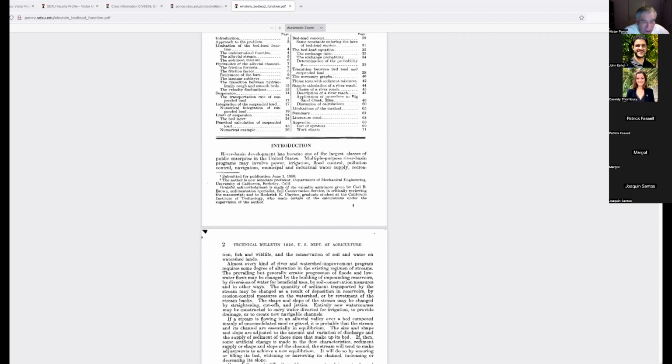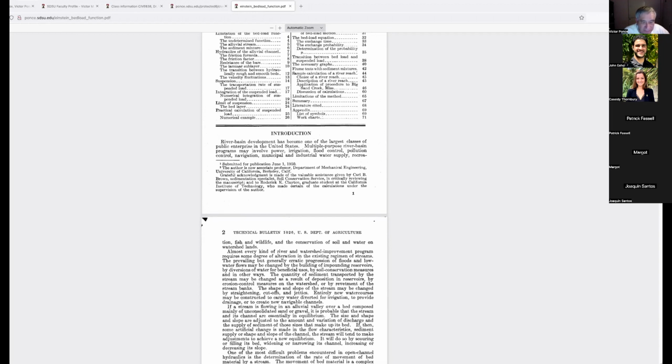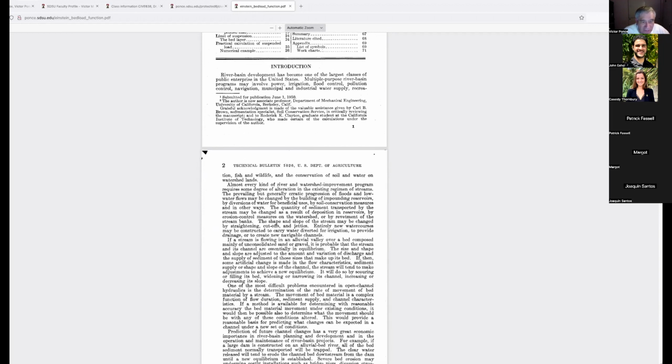But at this point, let's go back to Einstein. He says, almost every kind of river and watershed improvement program requires some degree of alteration of the existing regime. So he's basically talking the same kind of stuff that Lane was talking. But let's keep the historical perspective here. Lane wrote his paper in 1955, and this gentleman is writing a paper in 1950. So he's actually preceding in his observations what Lane said 5 years later.